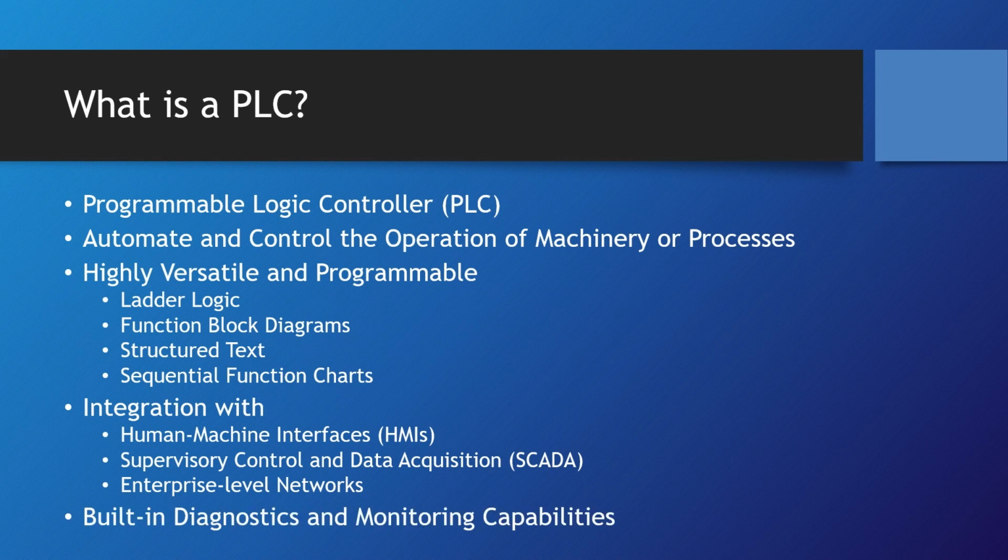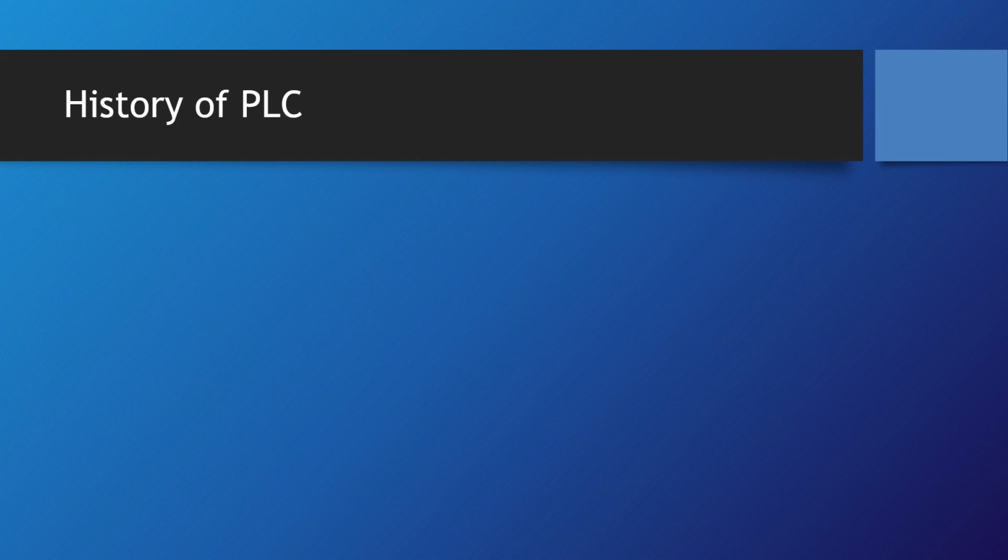Furthermore, PLCs have built-in diagnostics and monitoring capabilities, allowing for efficient troubleshooting and maintenance. They can store and log data, generate alarms and notifications, and provide remote access for monitoring and control purposes. This makes PLCs invaluable tools for improving productivity, safety, and efficiencies in industrial processes. Overall, PLCs play a critical role in industrial automation, providing robust and flexible control solutions for a wide range of applications.